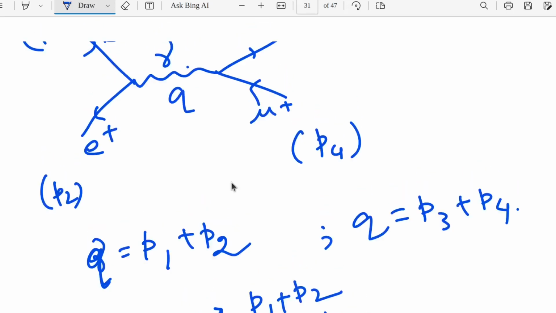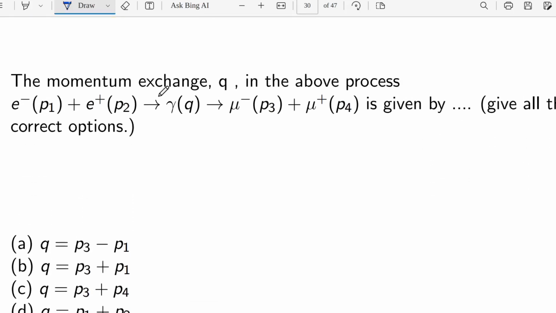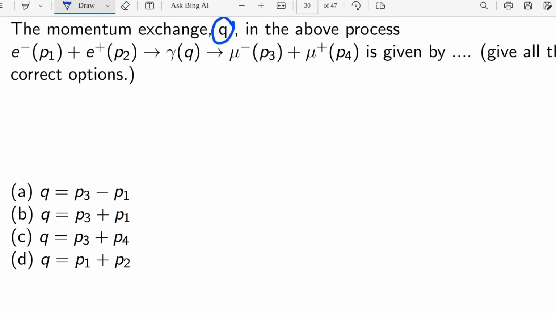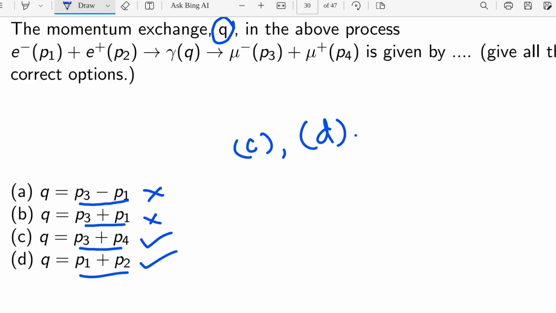If I go to the question again, the momentum exchange Q in the above process, E minus plus E plus going to gamma going to mu minus plus mu plus, is given by these options. And you can see here, give all the correct options. That means it can be more than one option. Now the first option, P3 minus P4, will not be correct. P3 plus P4 will be correct. P1 plus P2 will also be correct. So the correct answer will be C and D.